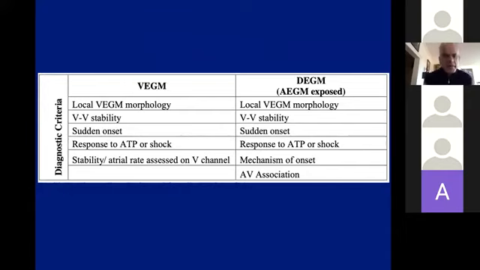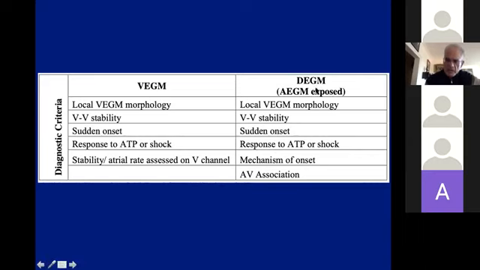So this is from this paper. What criteria do we use to differentiate? If you only have a single chamber electrogram, VEGM, we can use local VEGM morphology. We can look at the VV stability at the onset, if it's sudden or not, and response to ATP or shock. And sometimes, this is less well known, you can see atrial far field signal on the ventricular channel, and that will tell you something about the A and V relationship.